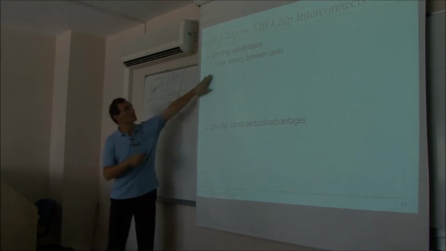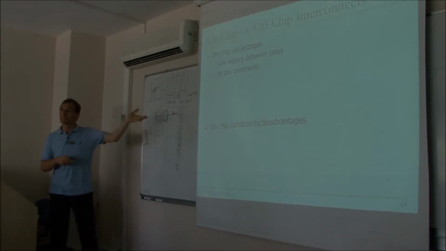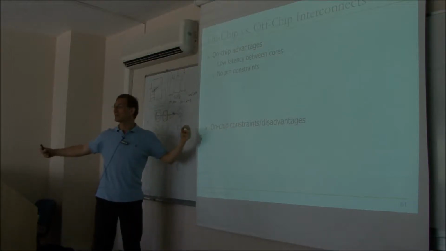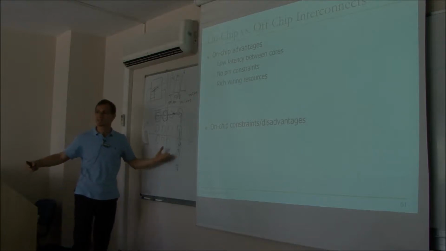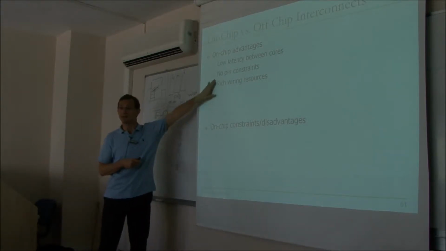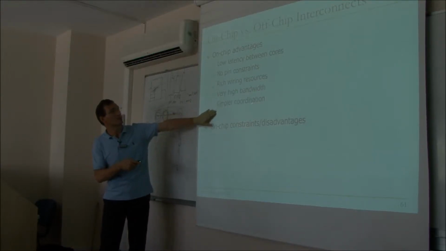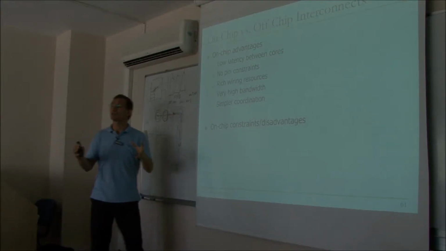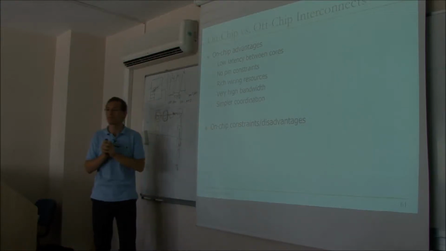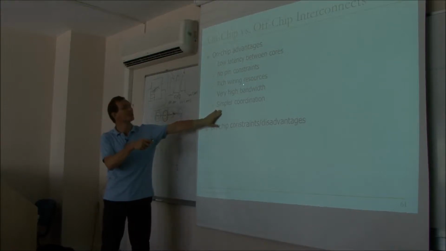But on-chip advantages: there's low latency between cores. That's different, and you want to maintain that low latency with your interconnection network design. There are no pin constraints, which means that your wiring can be abundant on-chip. Rich wiring resources, and wires don't consume as much power as off-chip. So on-chip, you have very high bandwidth. And you can also do simpler coordination between different routers, because you can imagine global control within pockets on chip. Whereas off chip, it may be very costly because you have pin constraints, you have high latency, and you don't have a lot of wires.